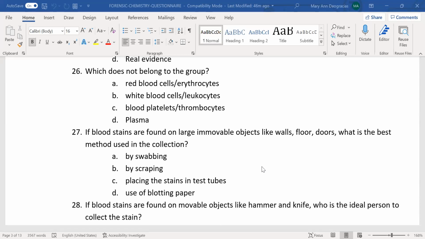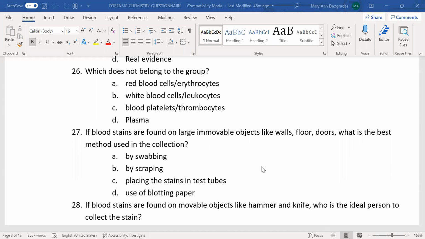Okay, next. If blood stains are found on large immovable objects like walls, floors, doors, what is the best method used in the collection? By swabbing, by scraping, by placing the stains in test tubes. The letter D, use of blotting paper. Blood stain na yan. So it is done by scraping. Okay? Scraping. Ang sagot, bravo. So you have to scrape it.